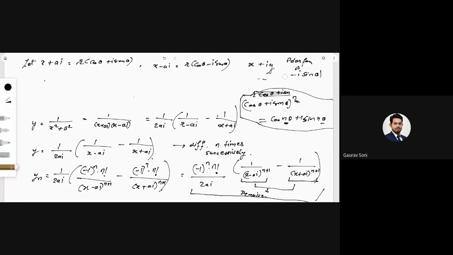Once we have this, from this we can find out the value of r, the value of theta, everything. So theta will be equal to tan inverse of a by x, and r is equal to under root of x square plus a square.